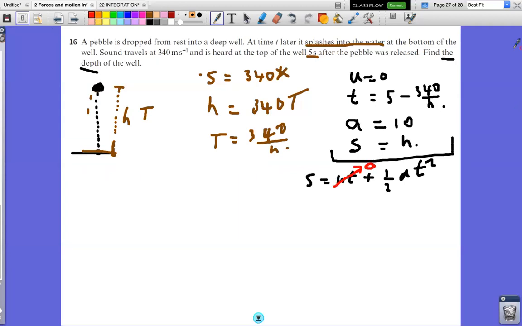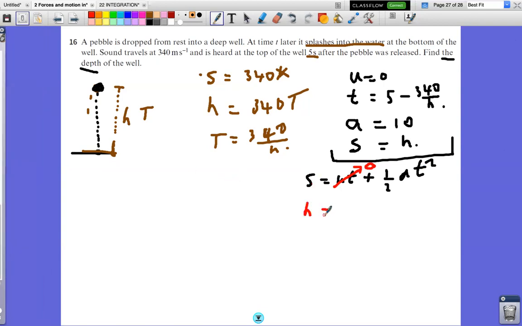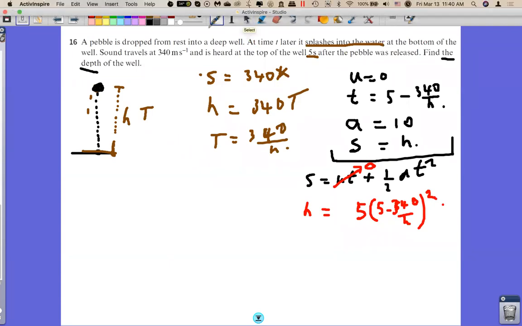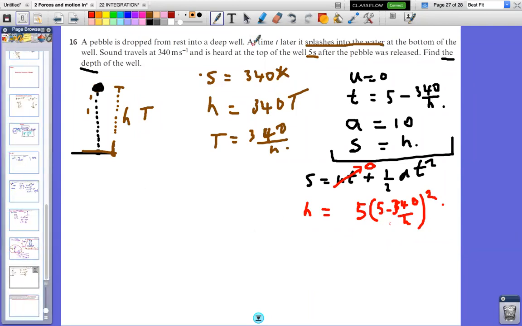U is 0, so ut is 0. So we will have H is equal to 5 times (5 minus 340 over H) squared. This is an equation in terms of H. And you can solve this equation to look for H in whatever way you want to solve it.